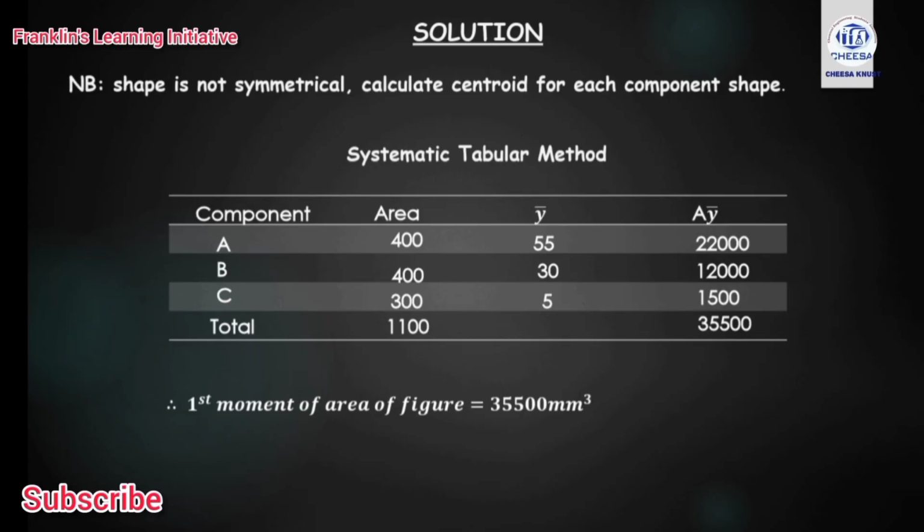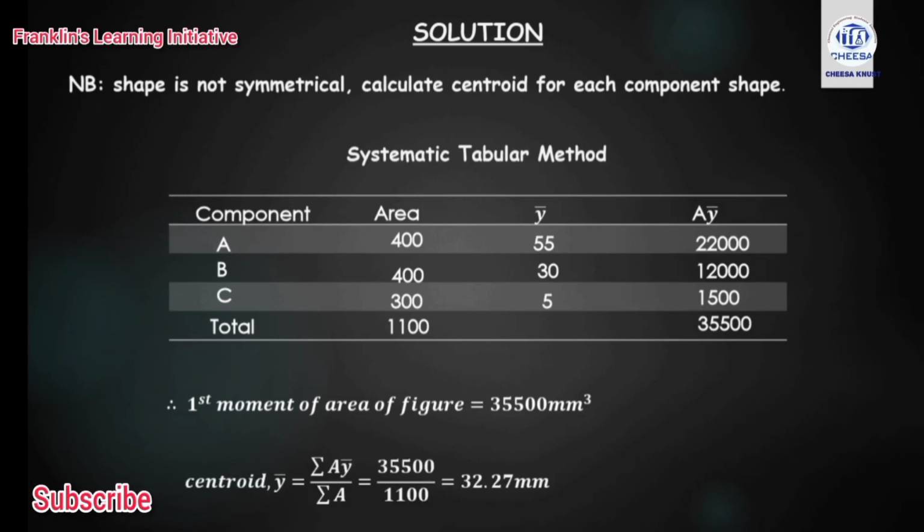So therefore, the first moment of area for the figure is going to be 35,500 millimeters cubed. Since we know that first moment of area is equal to centroid multiplied by the area of the figure, we can say that the centroid for the figure will be the total first moment of area divided by the total area of the figure, and that gives us 32.27 millimeters.